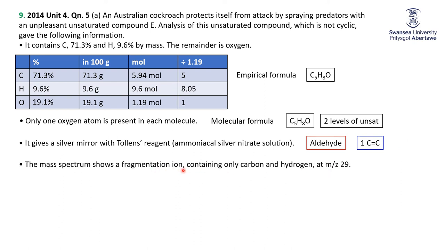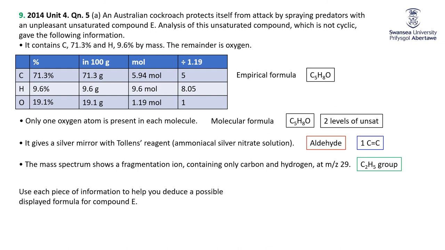The mass spectrum shows a fragmentation ion with carbon and hydrogen at 29. Hopefully you recognize that as being an ethyl group, C2H5. So putting it all together, we've got five carbons. One of them is in the aldehyde. We then have a carbon-carbon double bond and an ethyl group at the end of something. So that means the carbon-carbon double bond has to be next, and then the ethyl group can be either on carbon 3 or carbon 2. Cool. That was a fun one. I do like problems like that.